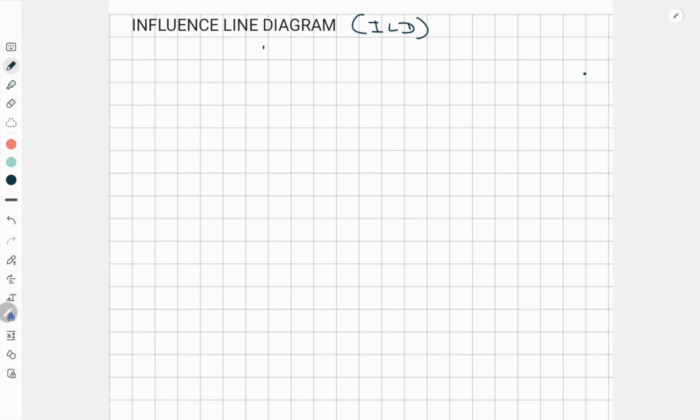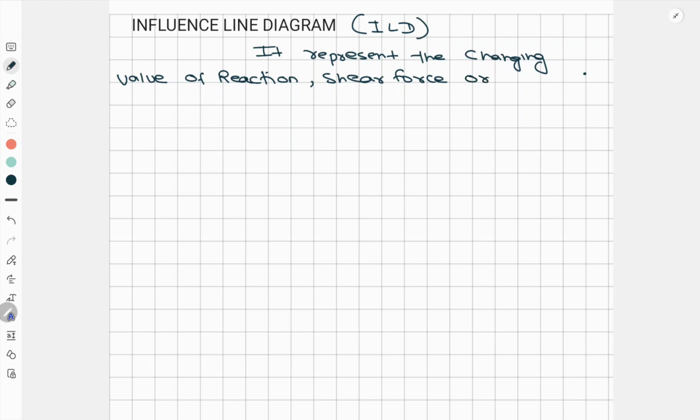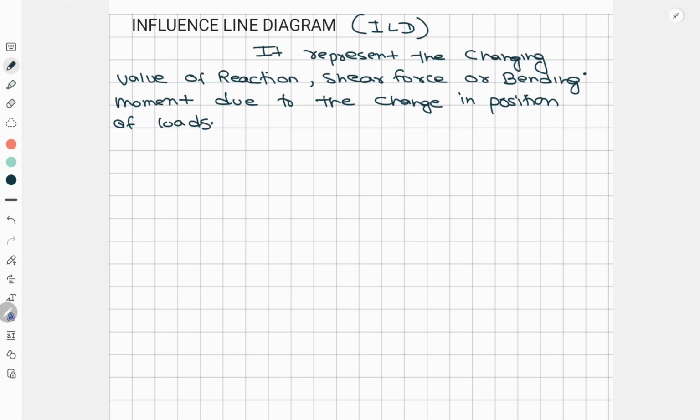So I'll write down here, it represents the changing value of reaction, shear force or bending moment due to the change in position of loads. Okay, so what does this mean?